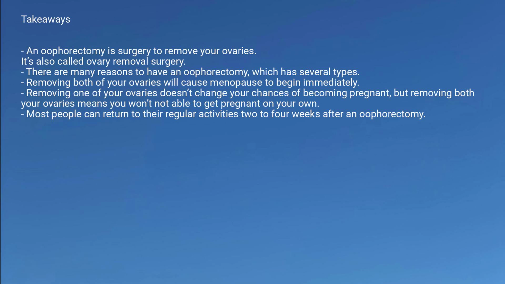Takeaways. An oophorectomy is surgery to remove your ovaries. It's also called ovary removal surgery. There are many reasons to have an oophorectomy, which has several types. Removing both of your ovaries will cause menopause to begin immediately. Removing one of your ovaries doesn't change your chances of becoming pregnant, but removing both your ovaries means you won't be able to get pregnant on your own. Most people can return to their regular activities 2 to 4 weeks after an oophorectomy.